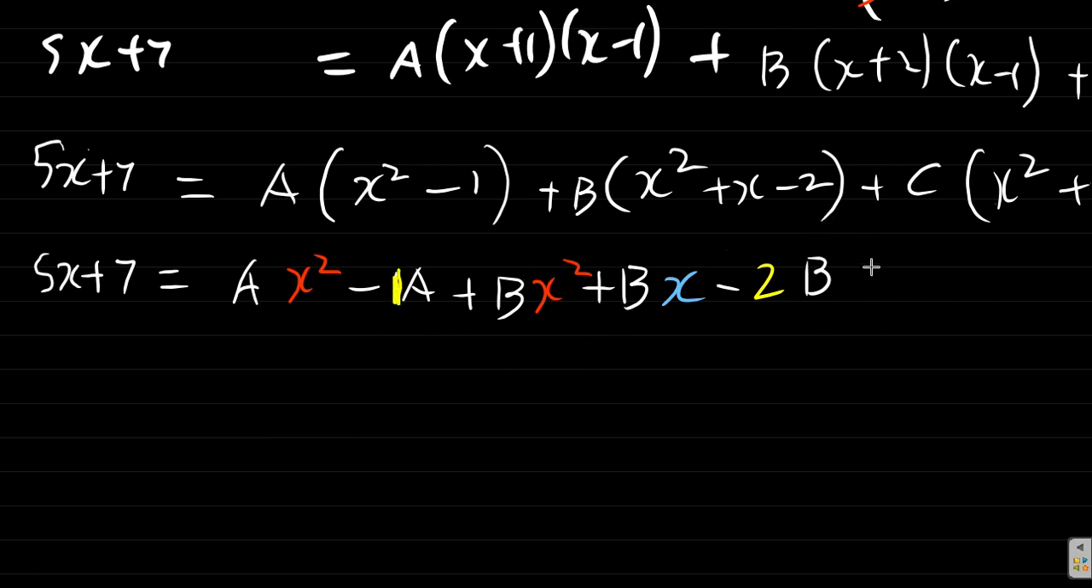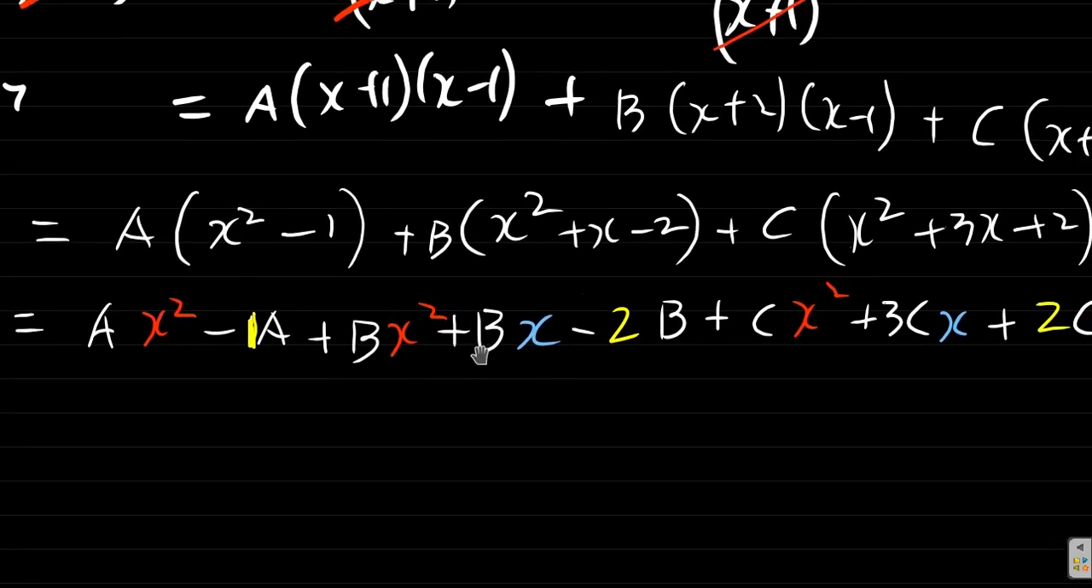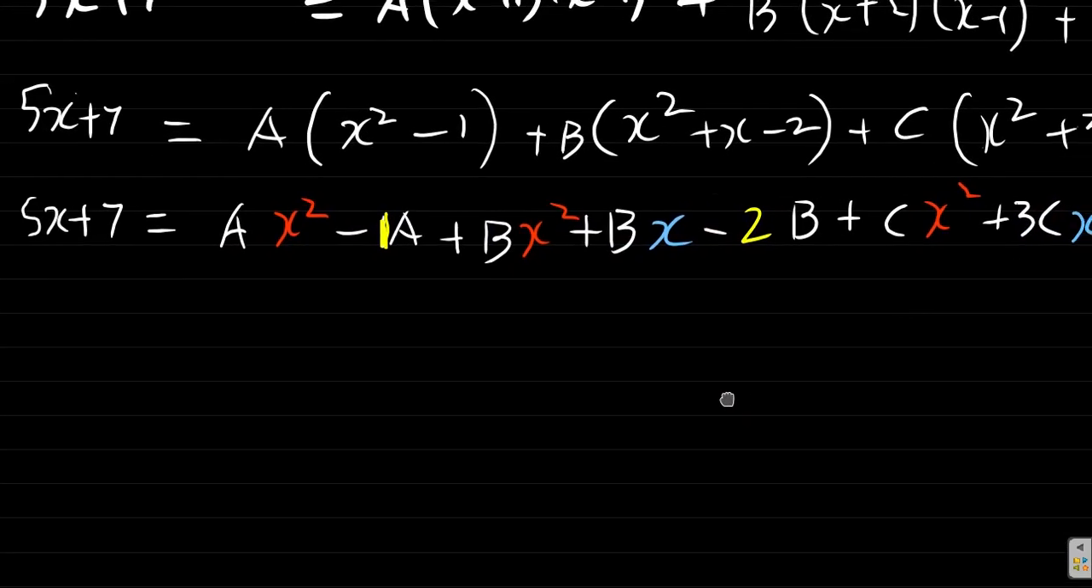Then what happens after this? Plus, then you have c x squared, plus 3cx, right, plus 2c. All right. So here now we have ax squared minus 1a plus b x squared plus bx minus 2b, all right, plus c x squared plus 3cx plus 2c. All right. So here now, let's put like terms together.